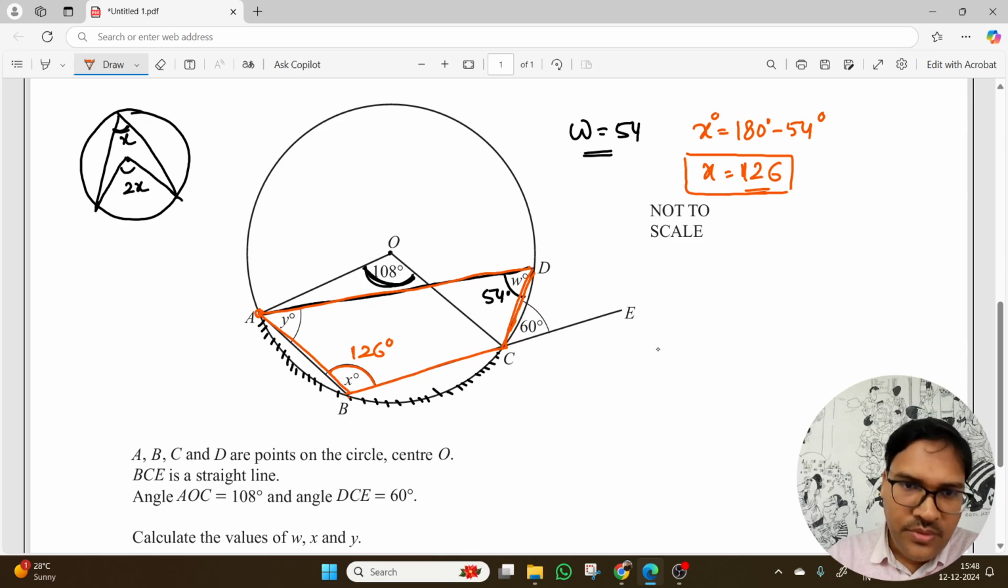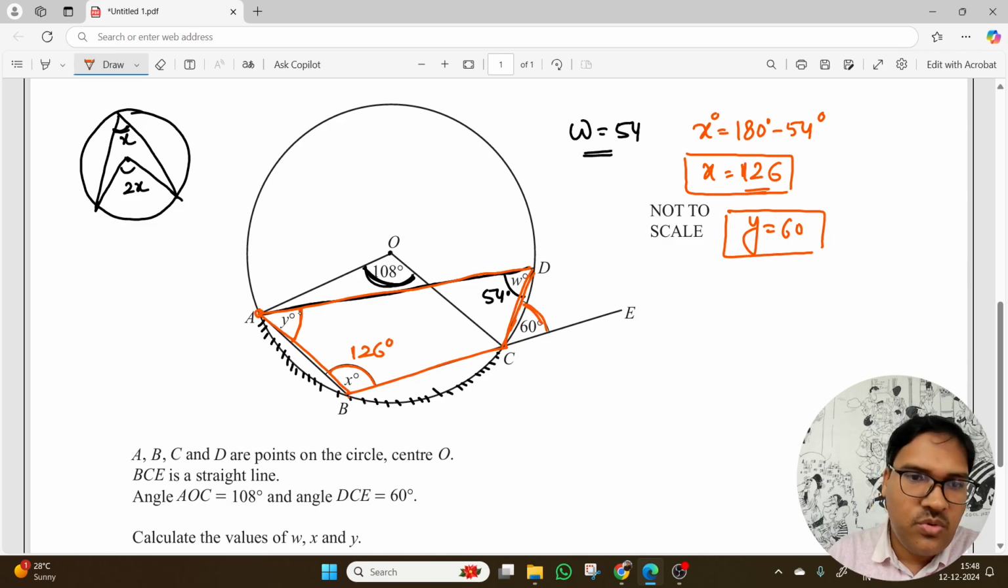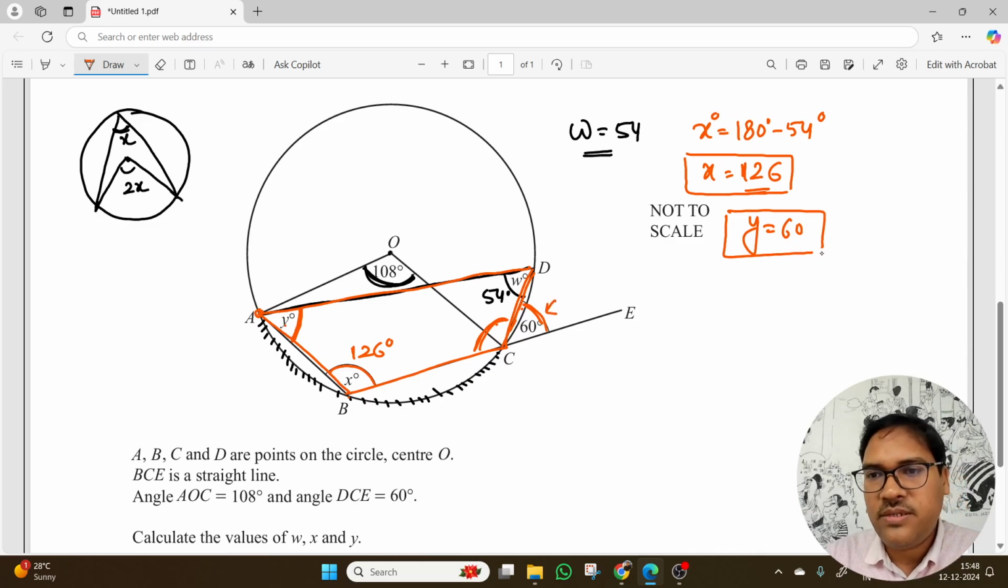Okay. Now let's talk about the next, that is y. How will you get y? You see here, this is y and this is 60 degrees. This is an exterior angle. So y will be equal to 60 only. We just said in the last question that this is 60. So this is also 60, because this plus this angle is 180 degrees and this plus this is also 180 degrees. That means this and this are equal. So y is equal to 60. I hope this is clear.